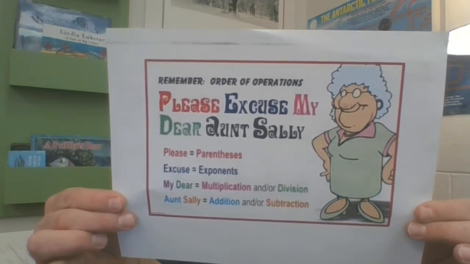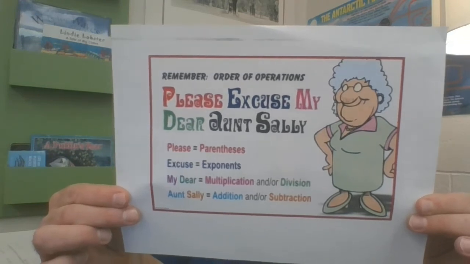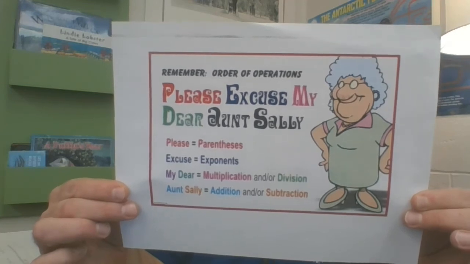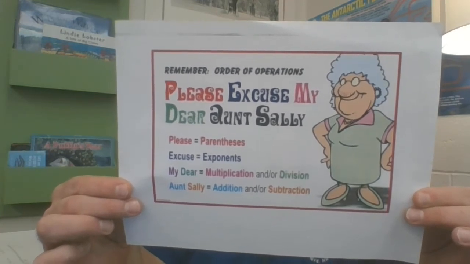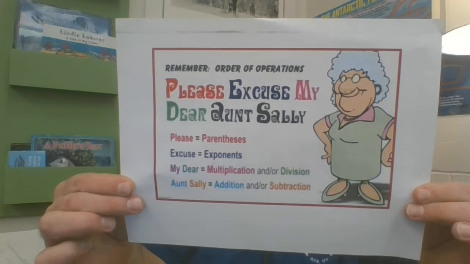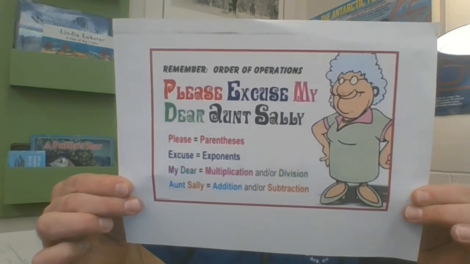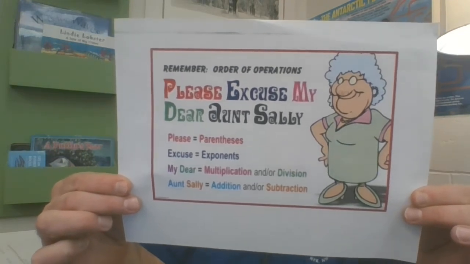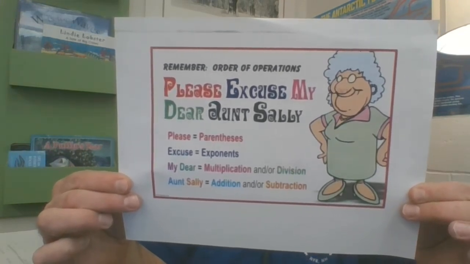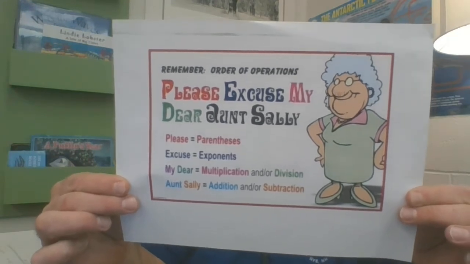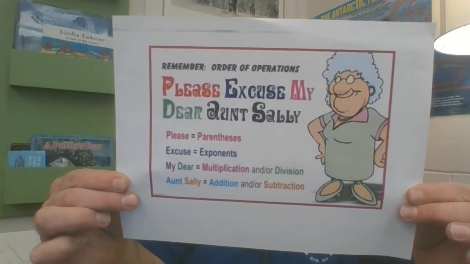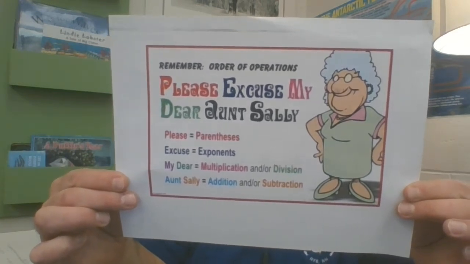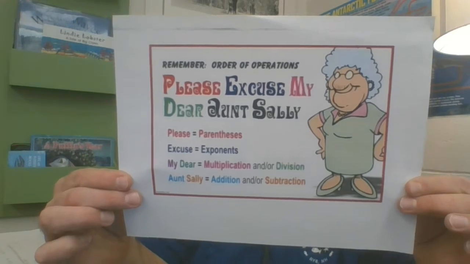Then we have my dear, okay, multiplication and or division. You can do either of these in any order, but you need to do those after exponents, okay, and before addition and subtraction. And then, of course, the Aunt Sally, depending on how you want to pronounce it, that is your addition and subtraction. Those are the parts of the mathematical equation you would solve last, okay? So parentheses, then exponents, then multiplication or division, then addition or subtraction, okay?